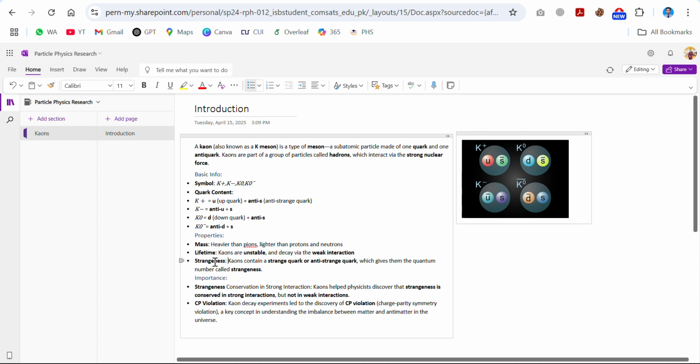And there is a CP violation in these kaons. Kaon decay experiments led to the discovery of CP violation. CP violation basically means charge parity symmetry violation, a key concept in understanding the imbalance between matter and antimatter in the universe. CP violation tells us about the imbalance between matter and antimatter in the universe, and Kaons violate it. So that's all for today's lecture about the introduction of Kaons.